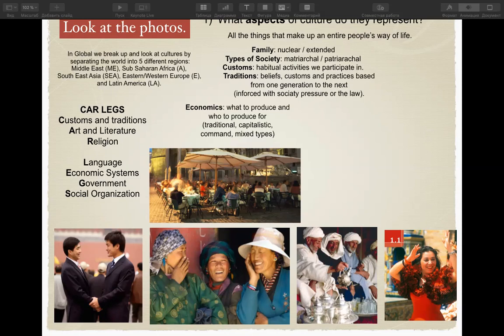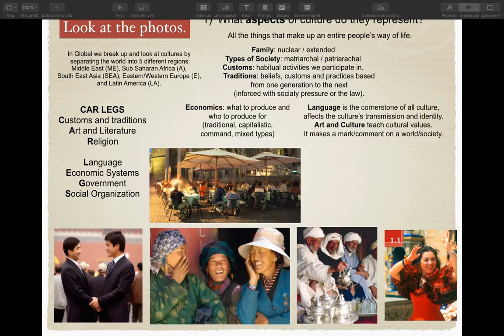And speaking about economic systems, it is about what to produce and who to produce for. It can be traditional, when people survive by themselves, then capitalistic, when people build business, and communist, when the state regulates everything, and mixed types like capitalistic and communist and so on. Okay, language is the cornerstone of all culture, and it affects the culture's transmission and identity. Влияет на распространение культуры и идентичности.